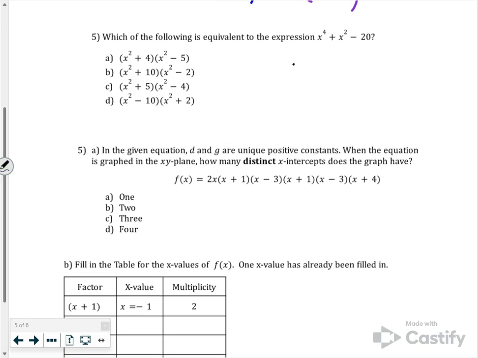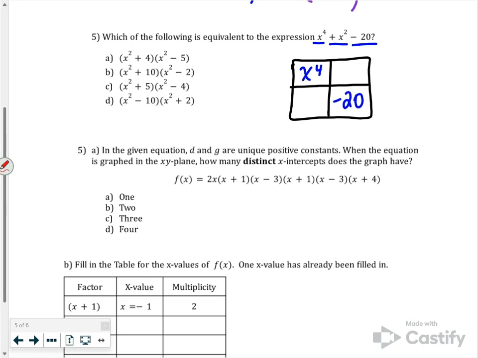This is a box method question. So you know that 2 of the factors have created x to the 4th plus x squared minus 20. And you're going to notice that I didn't write the x squared because I know that has to come from these 2 boxes. So what we need to do there is analyze our options. You see that all the factors start with x squared. So that means that we have to have x squared outside of our box for both of those missing factors.